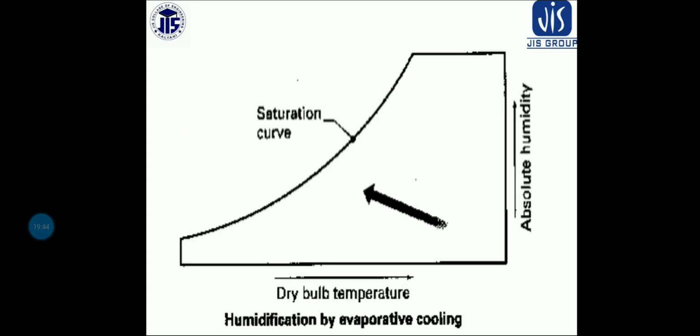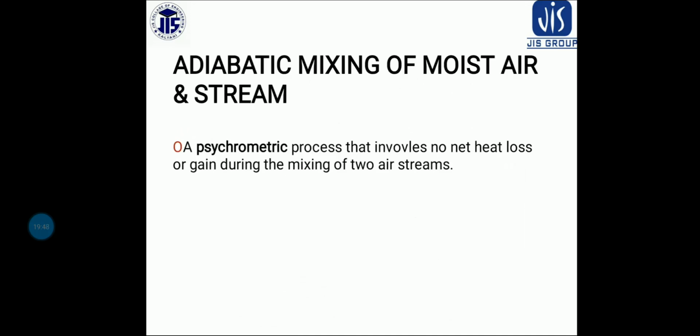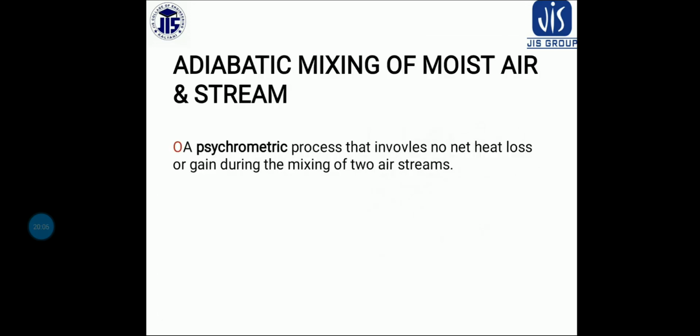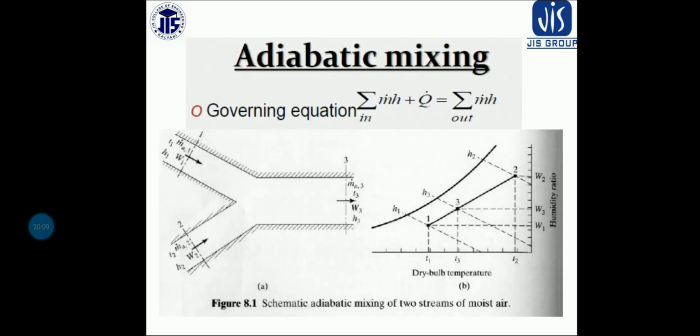Now adiabatic evaporative cooling is shown in the figure, as I have already told you. Now the adiabatic mixing of moist air streams. This is the psychrometric process that involves no net heat loss or gain during the mixing of two air streams. In adiabatic mixing, the equation is the summation of m_a, the mass flow rate, into enthalpy h, plus Q in, is equal to the summation of m into h out, plus Q out.